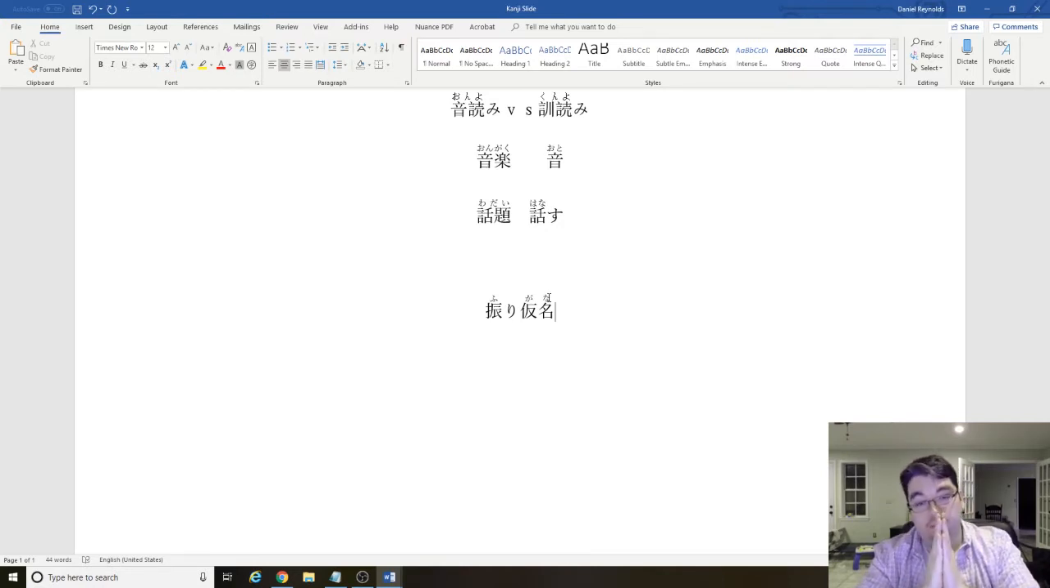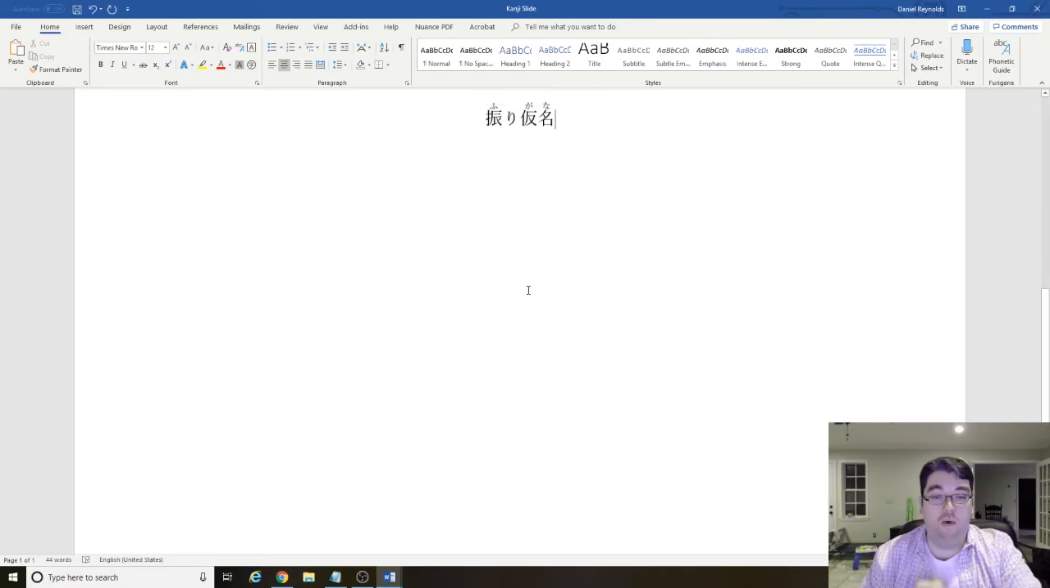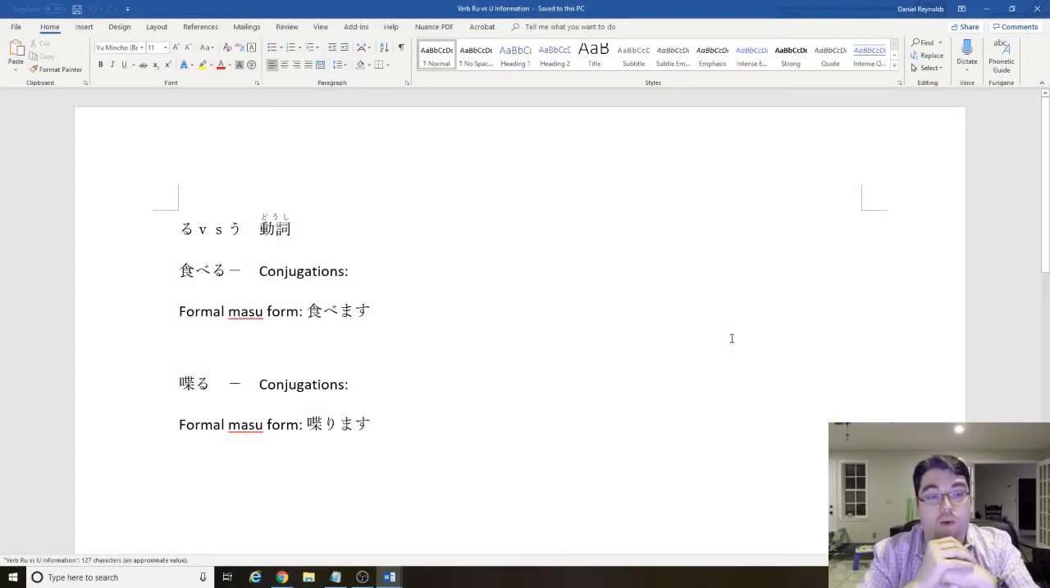Okay, now, there's one more topic I want to discuss real quick. When you have Japanese verbs, or doshi, okay, verbs, the issue is a lot of verbs are ru verbs or u verbs. I know that this sounds ridiculous, but I'll explain what it is. Let's take a look at this word. This means to eat, and the onyomi will be shoku, but the kunyomi is tabe right here.